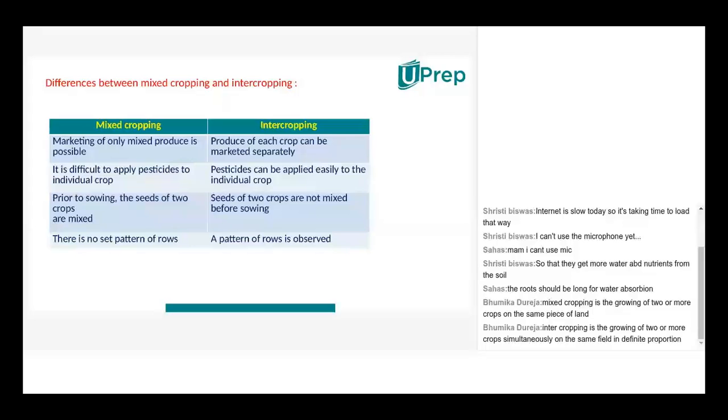Okay. In mixed cropping, there is no set pattern of rows, which is obvious. Very randomly it is being allocated. So there could be 3 wheat crops growing at one place. There could be 1 mustard and then 5 wheats and then 2 mustards. It's done in a very random way. Whereas in case of intercropping, a proper pattern of rows is observed. This is done in a very organized way.